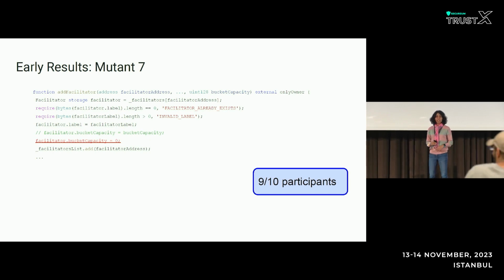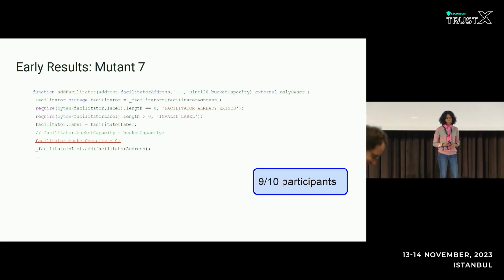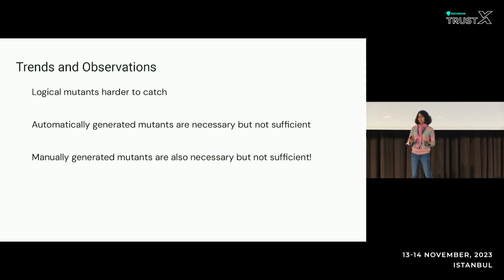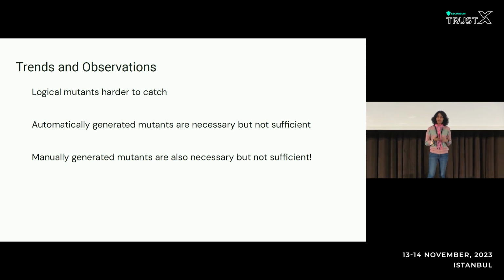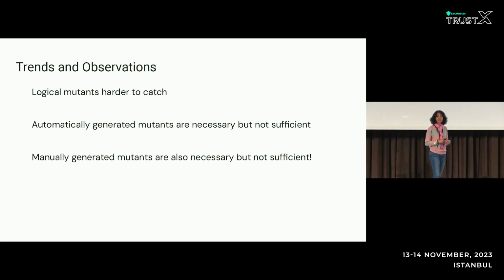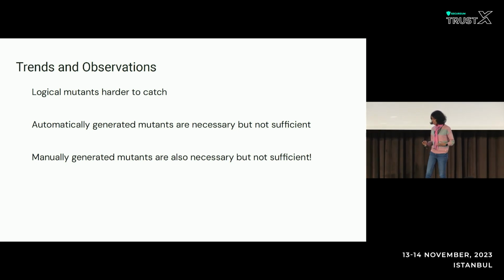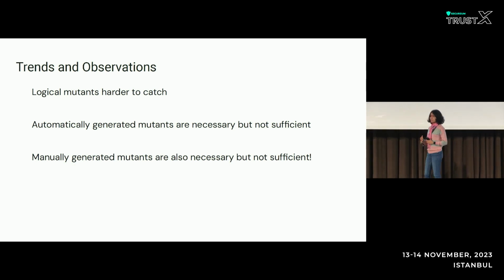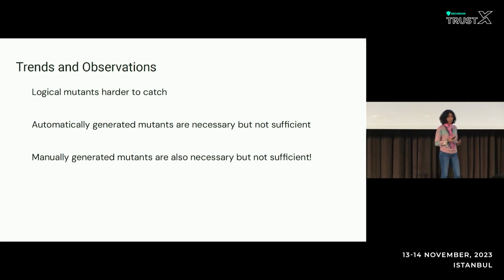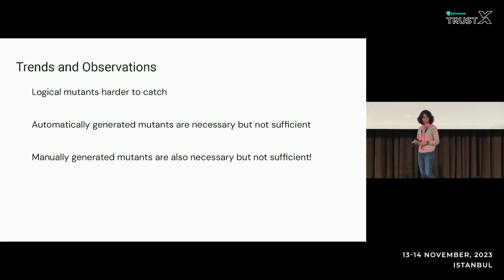And so it turns out that this mutant, for some reason, was easier to catch by most of the participants. So this experiment led us to believe some things, and I just want to share what our observations were. One thing we found is that on average, it's harder for the participants to catch logical mistakes. By logical mistake, I mean things where you change some logical operator, or you change the semantics of the program in some meaningful way. These are really hard to catch.